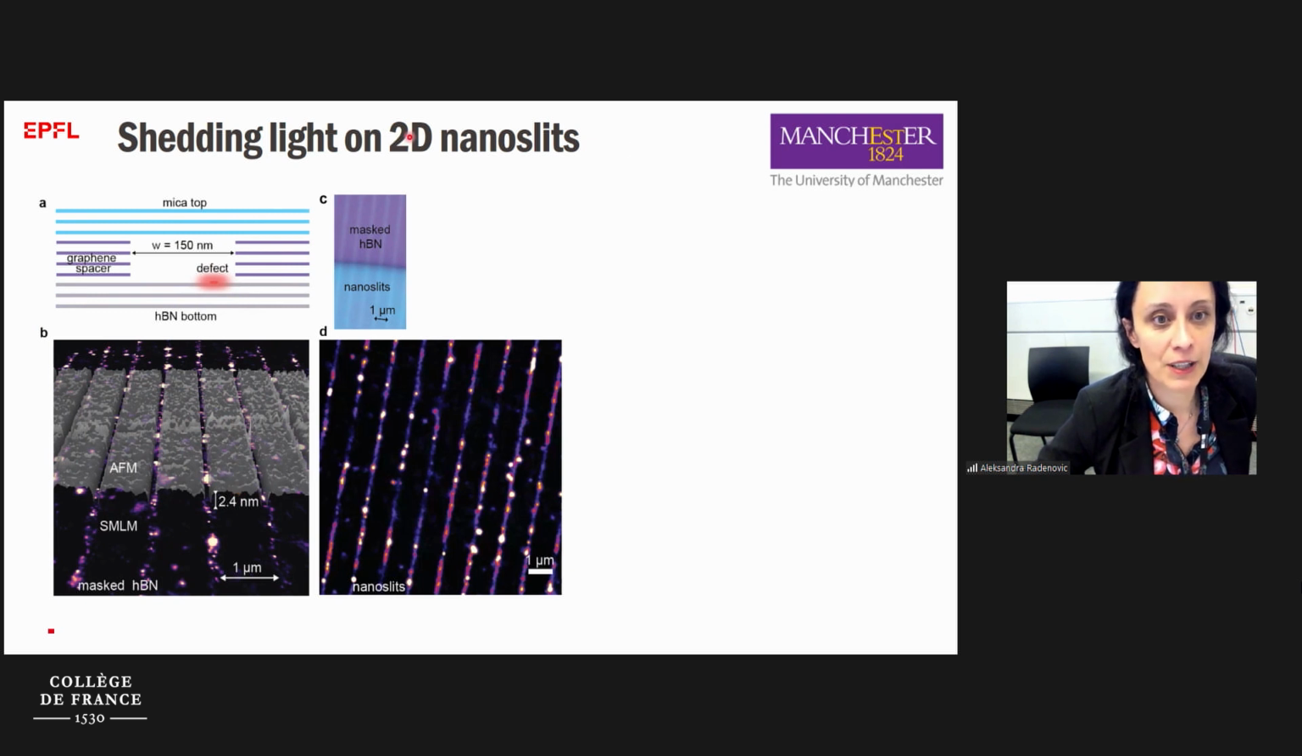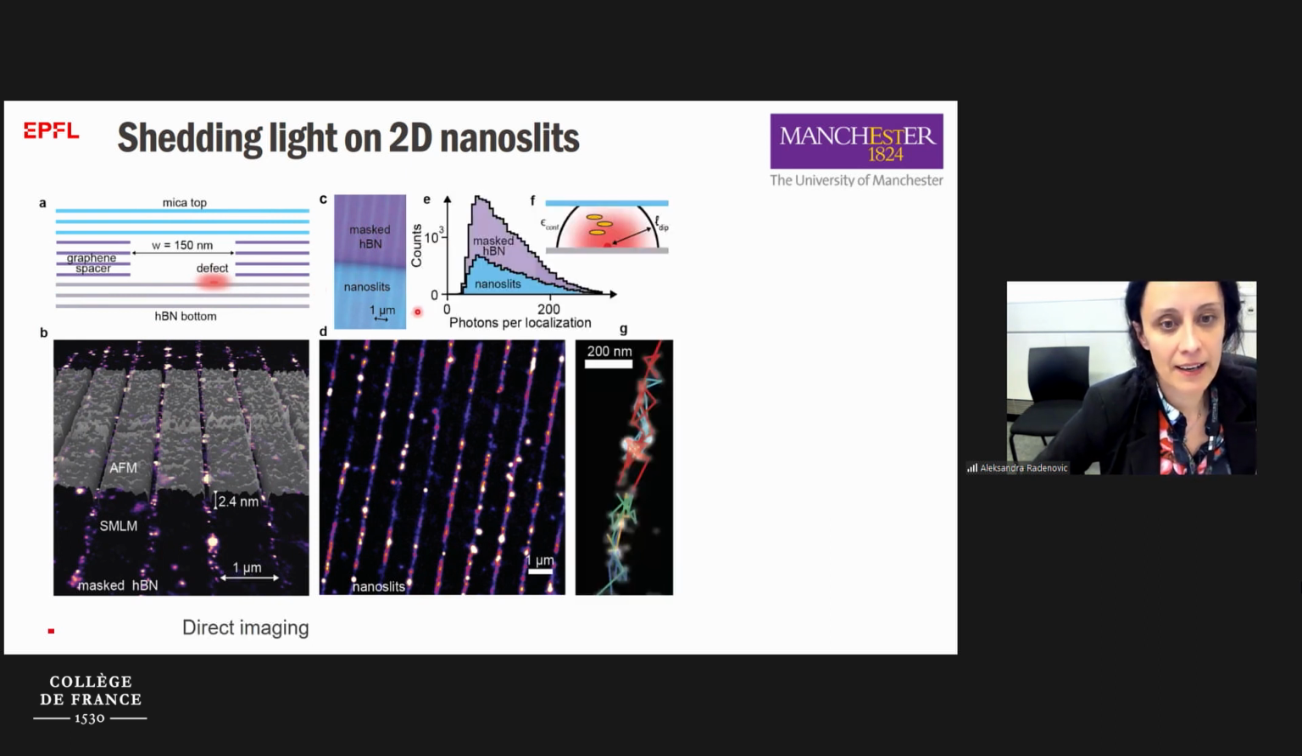What we can see is that the slits are filled with ethanol. In a regular diffraction-limited optical image, we see the region of a mask HBN and a region where there are actually nanoslits. Again, taking the spectra in the mask region, in a nanoslit, or on pristine hexagonal boron nitride, we can compare those spectra and look at the effect of the confinement.